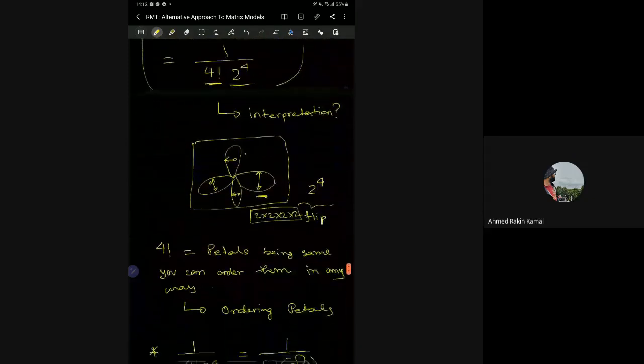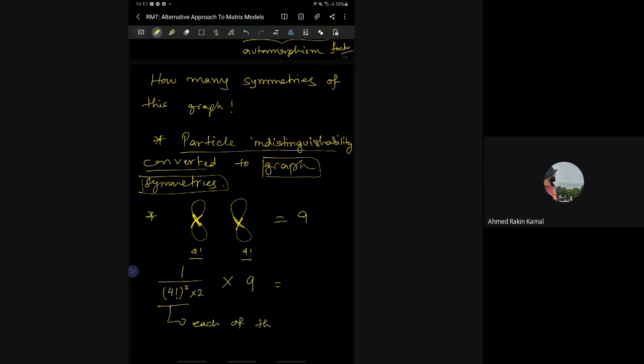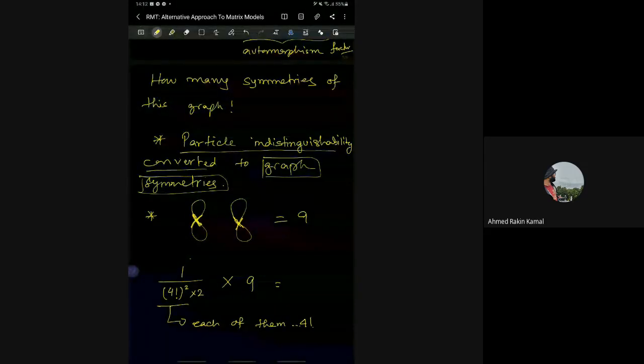So you get a 4 factorial from each, because these are 4 indistinguishable particles or legs. So 4 factorial, we have squared because each of them is coming from 4 factorial. Each of them, so for each of them, we have 4 factorial. And that's why it's squared. And as a pair, this is a pair of graphs.